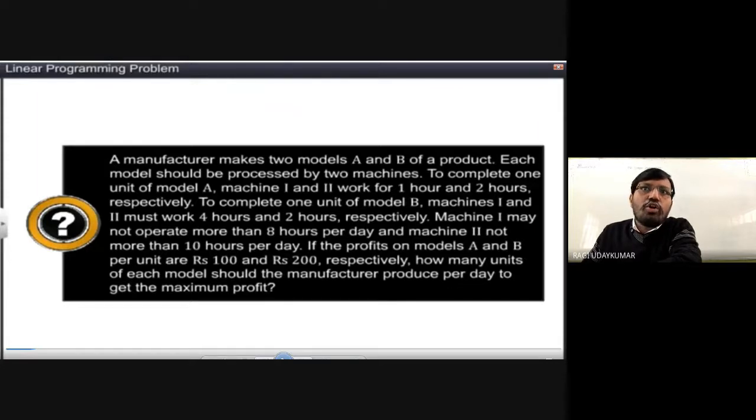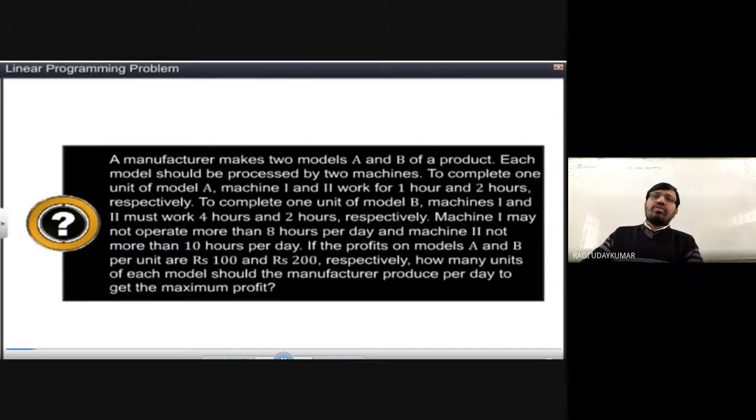Machine 1 may not operate more than 8 hours per day. Machine 2 may not operate more than 10 hours per day. If the profit on models A and B per unit is 100 rupees and 200 rupees respectively, how many units of each model should be manufactured per day to get the maximum profit? Maximum profit, minimum cost: such types of problems will be discussed in this chapter.